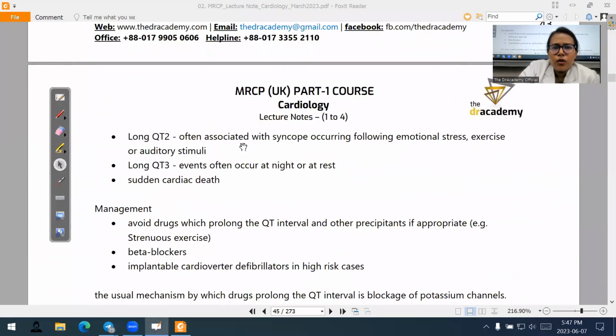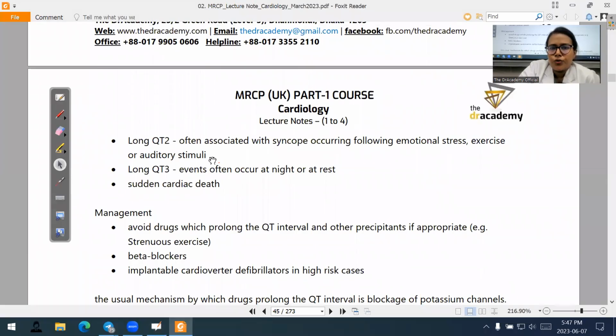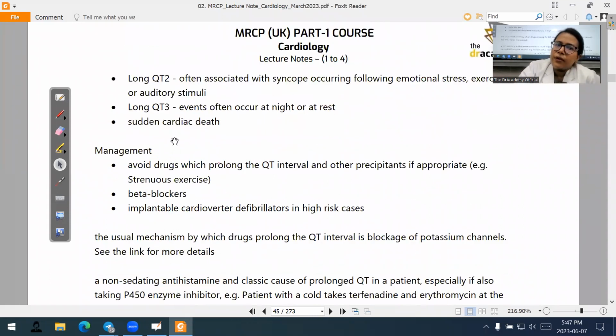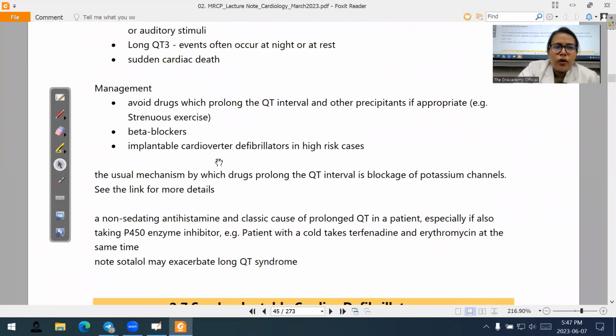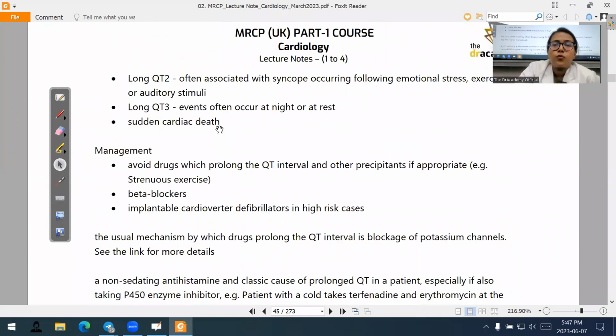Long QT2, this one is after emotional stress, exercise, or even auditory stimuli. So it has slightly bizarre forms of triggers. Long QT3, this is the deadliest one, can even occur at night or at rest. And there is a variety of long QT which can occur without any long QT on the ECG. It can actually present in one way, that is death, okay? So treatment is basically avoid the triggers, like we have discussed.